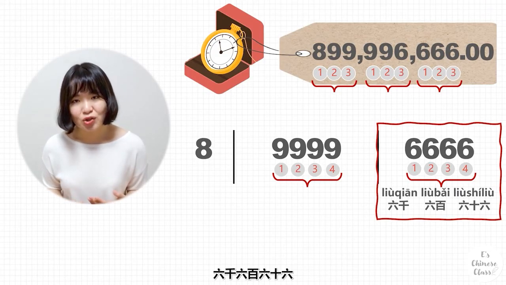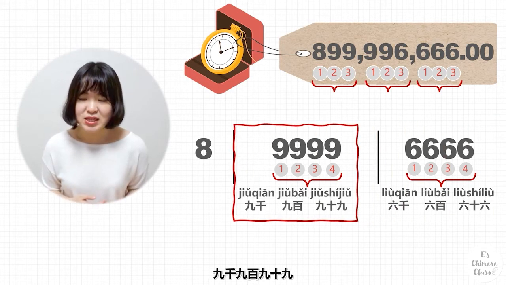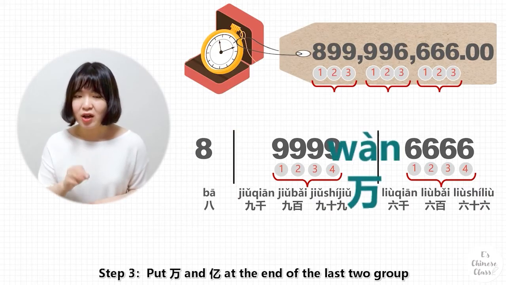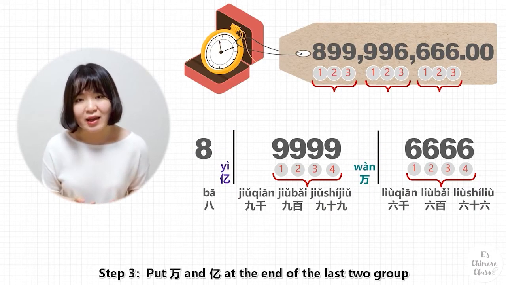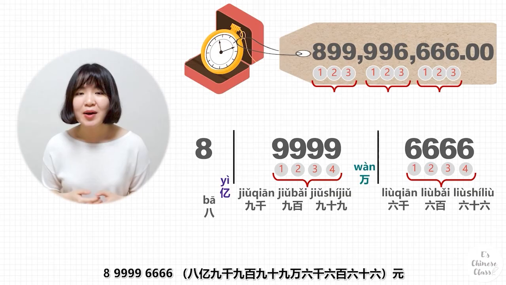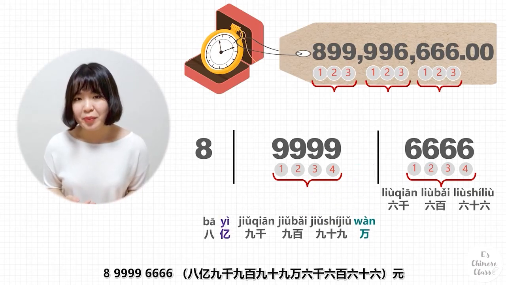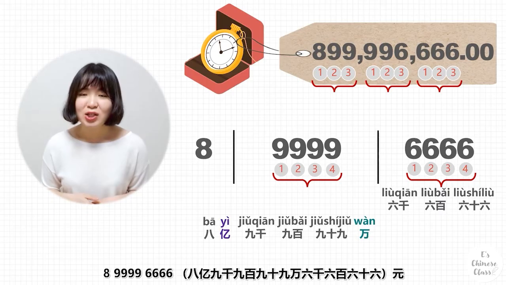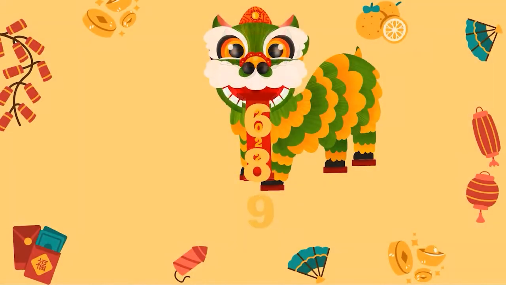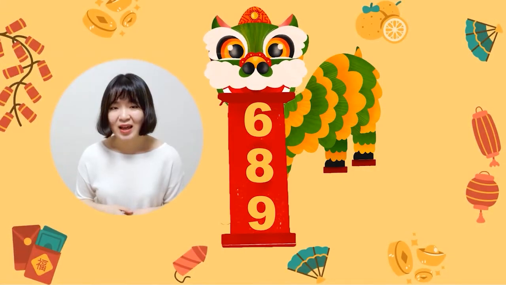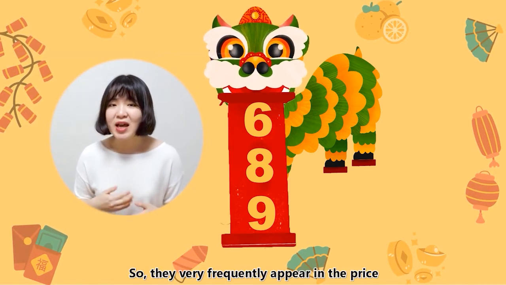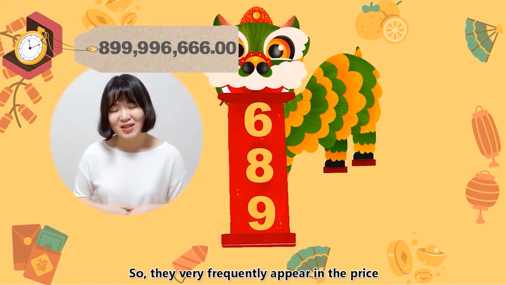6666, 9999, 8. Step 3. Put 万 and 亿 at the end of the last 2 groups. Then we are ready to read it. 89999, 6666元. Six, 8, and 9 are lucky numbers for Chinese people, so they very frequently appear in the price.